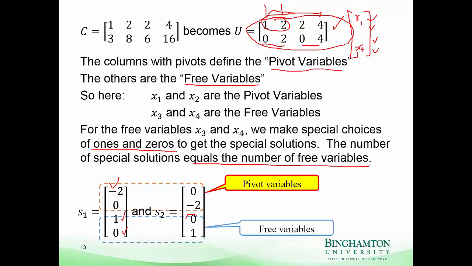Now you flip it around, set x3 equal to 0, x4 equal to 1. Solve that system and you'll get 0 and -2.